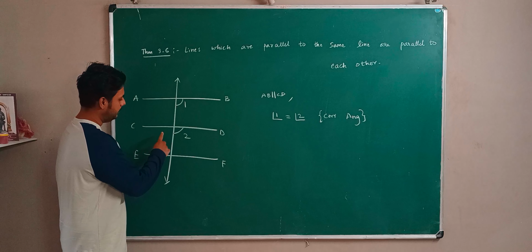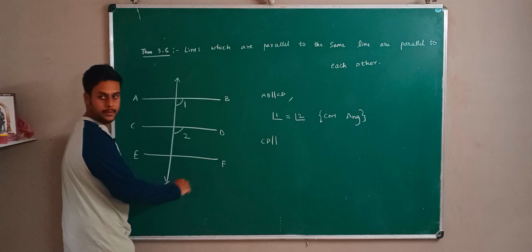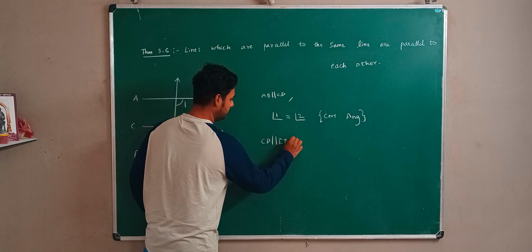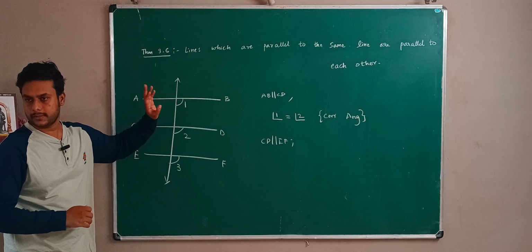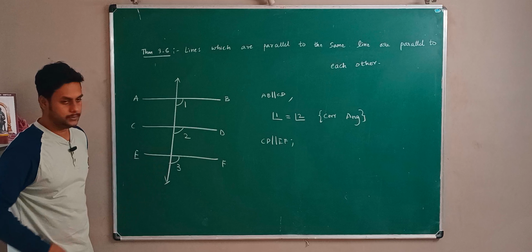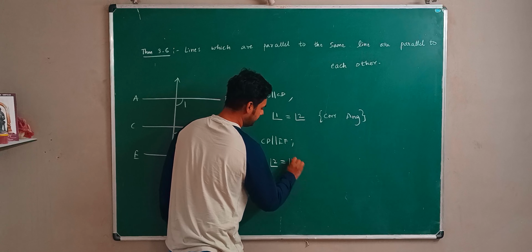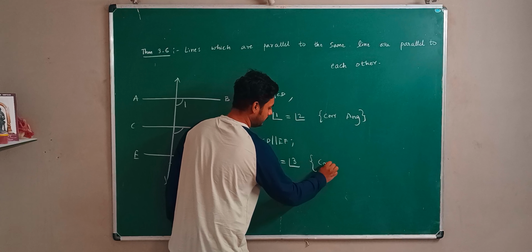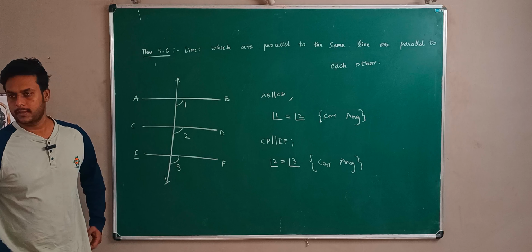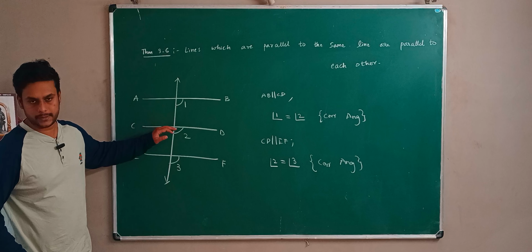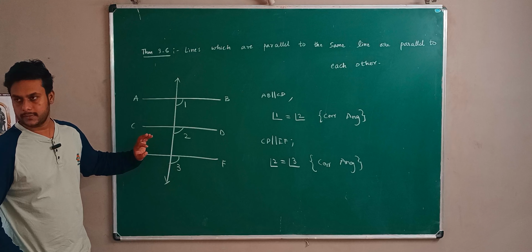Similarly, think that CD is parallel to what? EF. If CD is parallel to EF, I will take this as angle 3. Now don't think about AB. Think that AB is not there this time. So angle 2 will be equal to angle 3. Why? Corresponding angles. Understood or no? First angle 1 is equal to angle 2. Why? AB is parallel to CD. Second one, angle 2 is equal to angle 3. CD is parallel to EF.